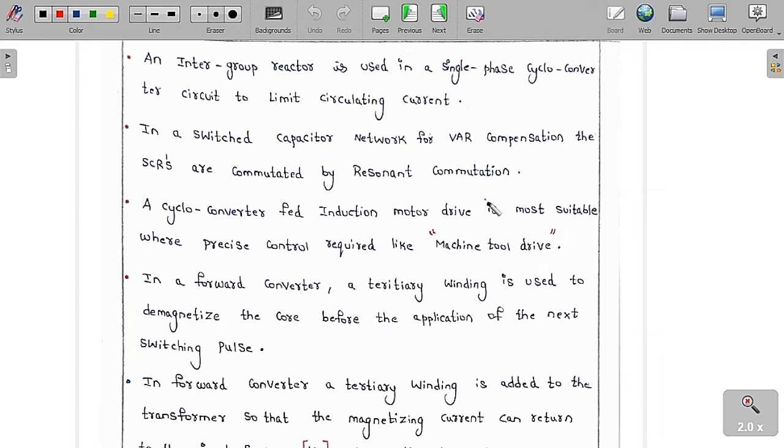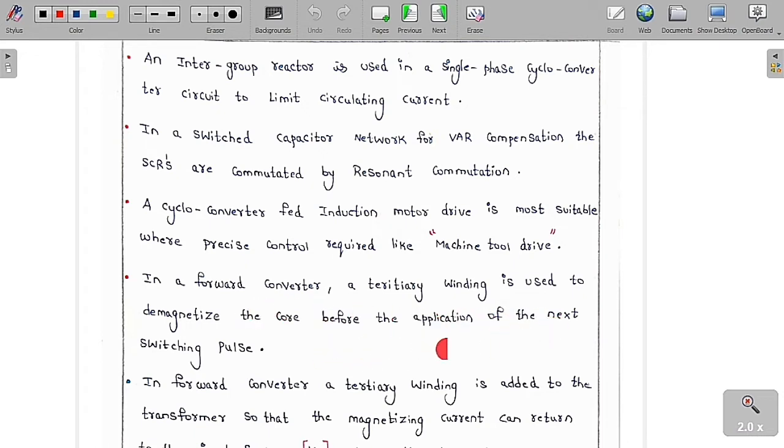A cycloconverter fed induction motor drive is more suitable where precise control is required, like a machine tool drive. I have already told you, a cycloconverter fed induction motor drive is more suitable where precise control is required, like a machine tool drive.